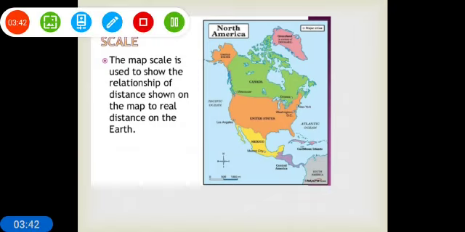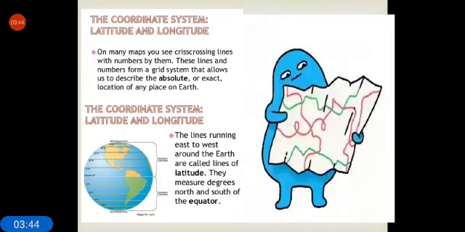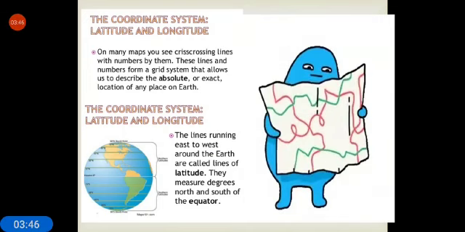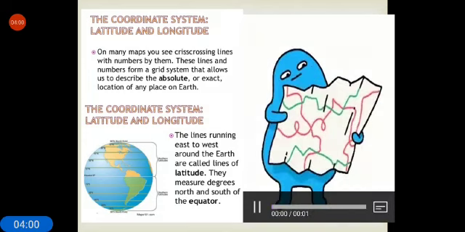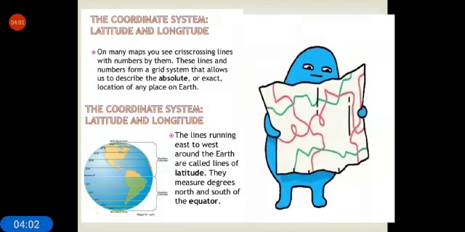Now, the coordinate system, latitude and longitude. On many maps, you see crisscrossing lines with numbers by them. These lines and numbers form a grid system that allows us to describe the absolute or abstract location of any place on earth. The lines running east to west around the earth are called lines of latitude. They measure degrees north and south of the equator.